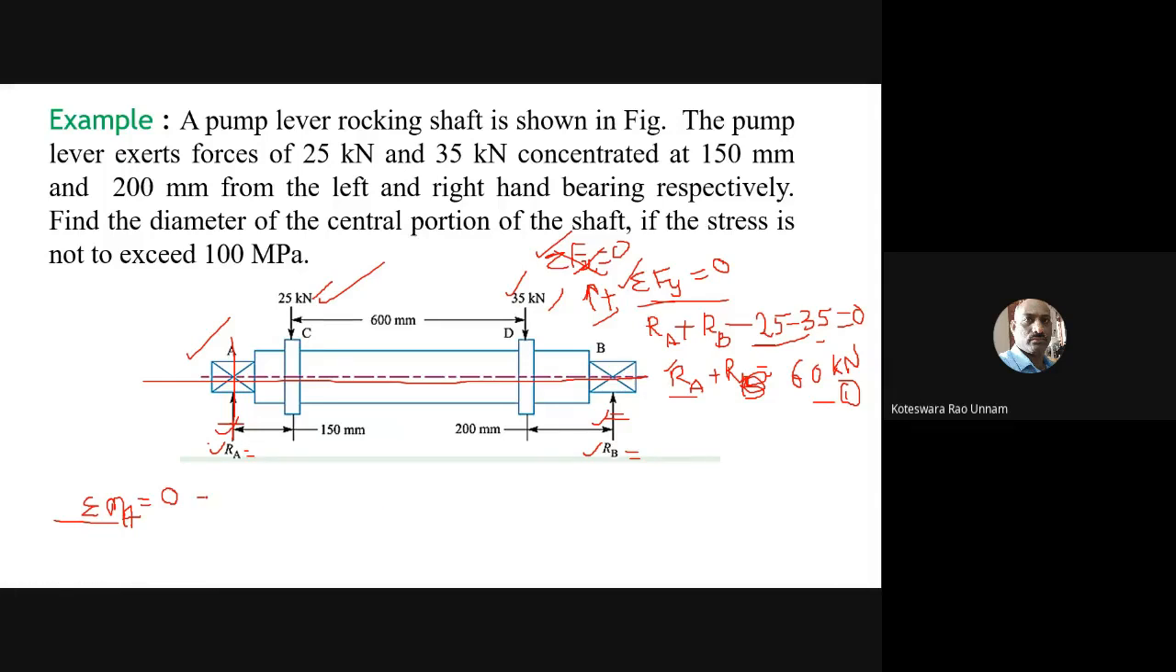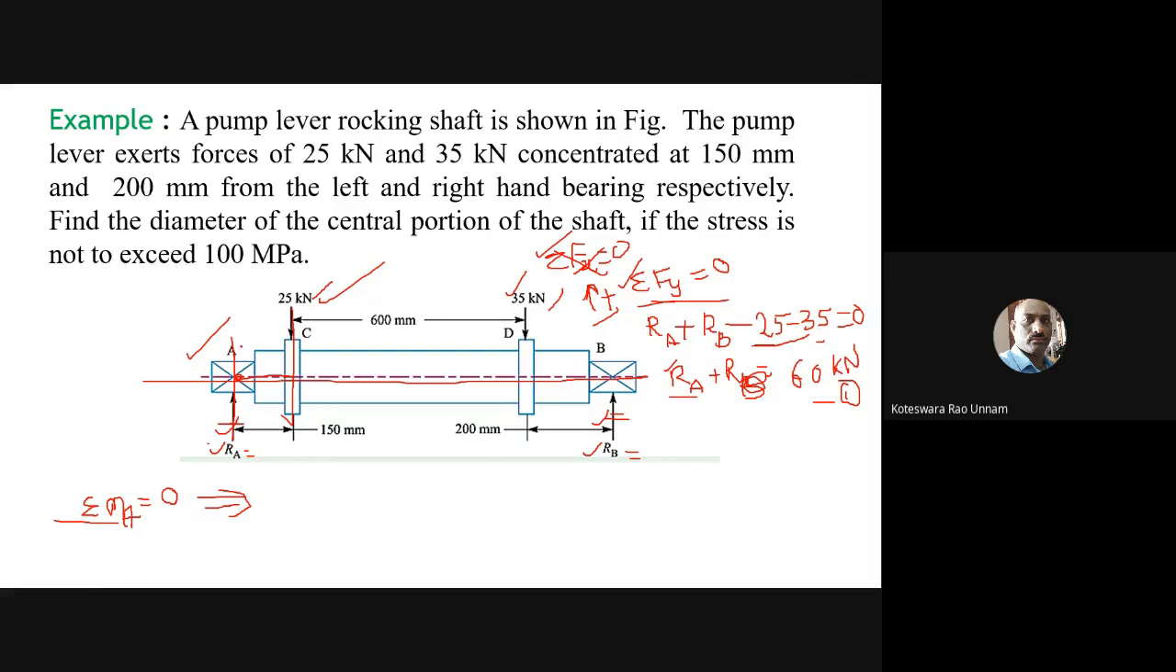So for that, this equation implies that I am taking moments about this point. Recall the definition of moment: moment is nothing but force times perpendicular distance. So I need to take the force, then measure the perpendicular distance from the line of action of the force to the point where you are calculating the moment.